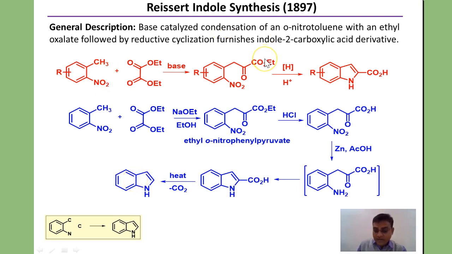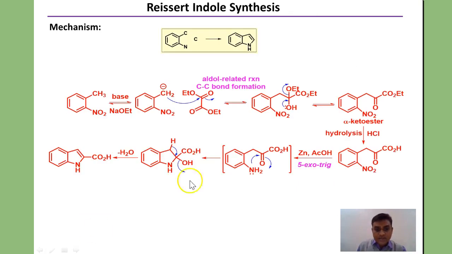So in this way, in the Reissert synthesis, we have seen the condensation of orthonitrotoluene with diethyl oxalate. Diethyl oxalate is offering only one carbon atom. It is a doubly electrophilic carbon atom, and it forms a carbon-carbon bond and a carbon-nitrogen bond. Let us see the mechanism of this reaction.